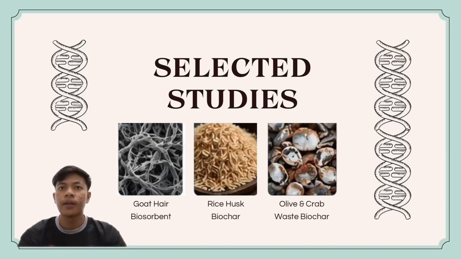In the first study, goat hair waste and tannery wastewater were collected from a tannery in Jessore, Bangladesh. Goat hair was selected because it contains keratin, which can be converted into a biosolvent for wastewater treatment. In the second study, olive pomace and blue crab shell were collected from the food processing industry in Tunisia. These materials were selected because they contain useful organic and mineral components that can be converted into biochar.